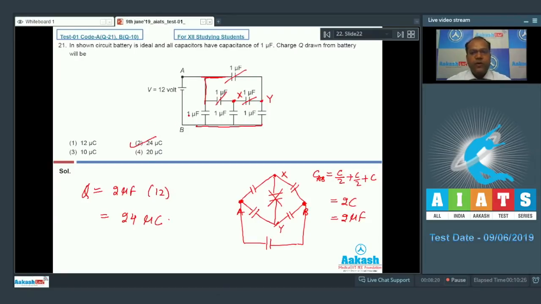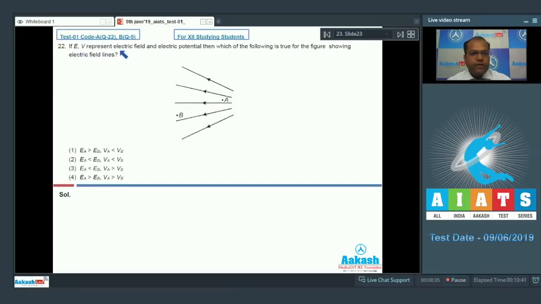Let's move to question number 22. In question number 22, E and V represent electric field and electric potential. Which of the following is true for the figure showing electric field lines? If I consider a unit cross-sectional area at point A and at point B, then we can see that the number of electric field lines passing through A is more than through B. So EA is greater than EB. From the property of electric lines of force, we know that in the direction of electric lines of force, potential decreases. So the potential at A is greater than the potential at B. So option 4 is the correct answer.